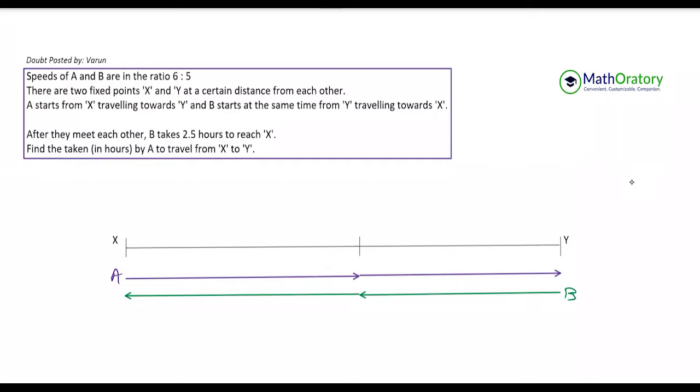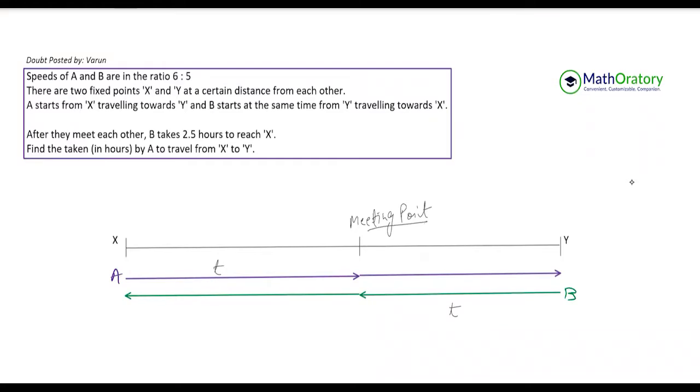Now, first thing, initially when they were traveling, whatever time A took to travel this distance, B took the same time to travel this segment. So I'm assuming this is the meeting point. If this is the meeting point, then whatever time A took to cover the first part, the same time B took to cover the second part, right? So this time should be equal.